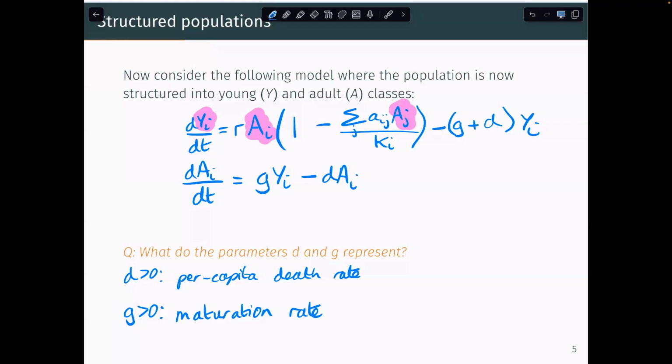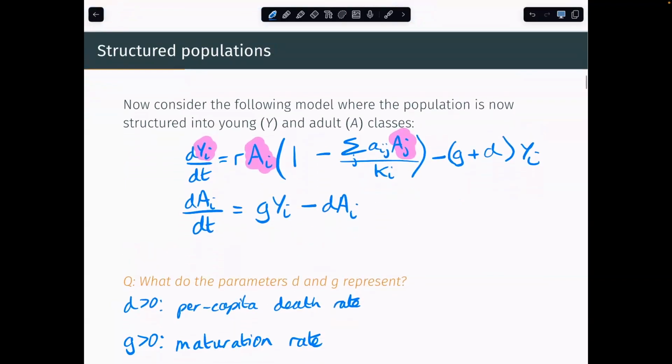And other than that, it's basically the same. One of the key things here is that we're assuming that young individuals don't reproduce. Okay, so only adults are able to reproduce here. So these are reproductively immature individuals and only adults reproduce.